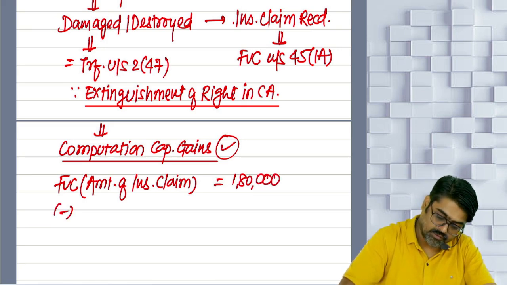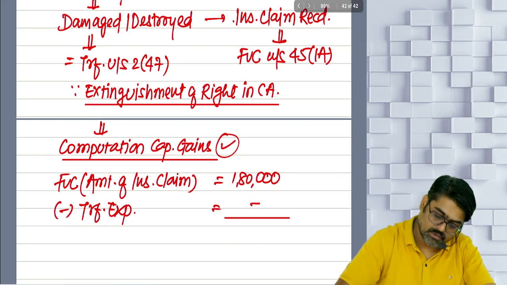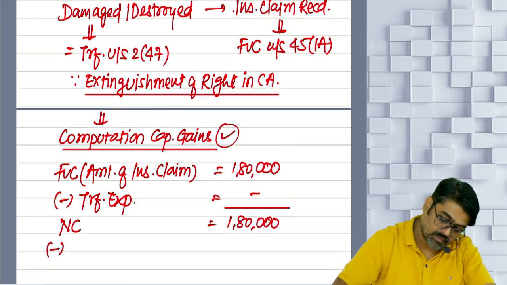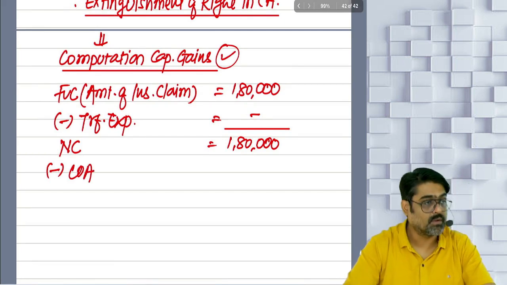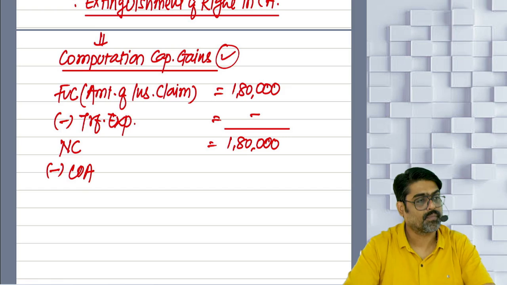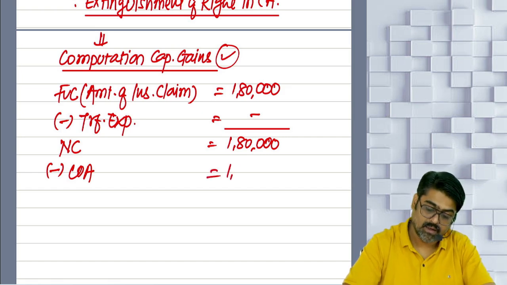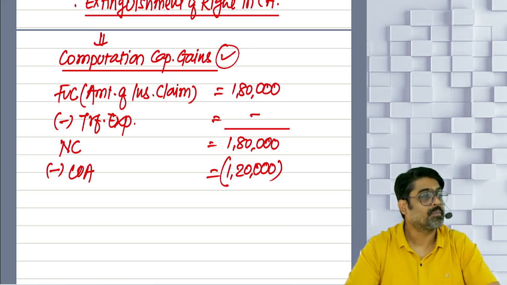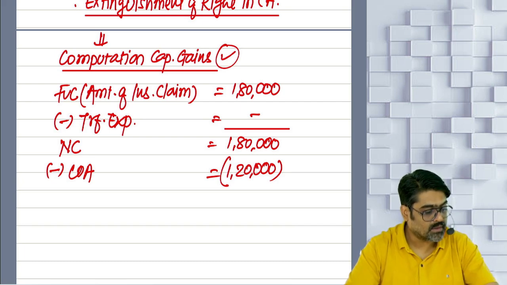1,80,000 minus transfer expense. How much was the transfer expense? Nil. So what is the net consideration? 1,80,000 minus cost of acquisition of the jewelry. Yes or no? When did you acquire the jewelry? 2005. And what was the cost? 1 lakh. And that will be reduced without any indexation. Why? It was lost in the firefighting operations, meaning damaged or destroyed in December 25, meaning on or after 23rd July 2024.